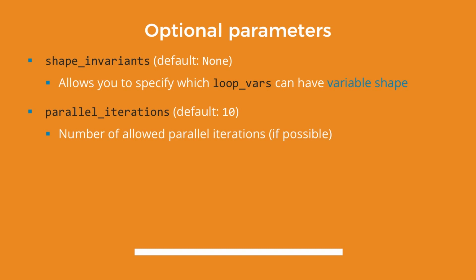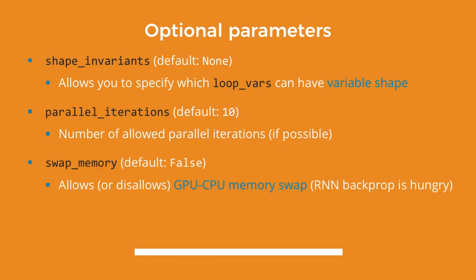There's also parallel iterations. So it basically says if you have an operation or a body function that can run in parallel, this is the maximum number of iterations that will run in parallel. And then swap memory. Because long RNN backpropagation is really memory intensive, if you set swap memory to true, this will allow you to actually swap memory back and forth between the GPU and the CPU. It's slow to do that, but if you don't have a GPU with a lot of memory, you might be able to use this to actually run some models.